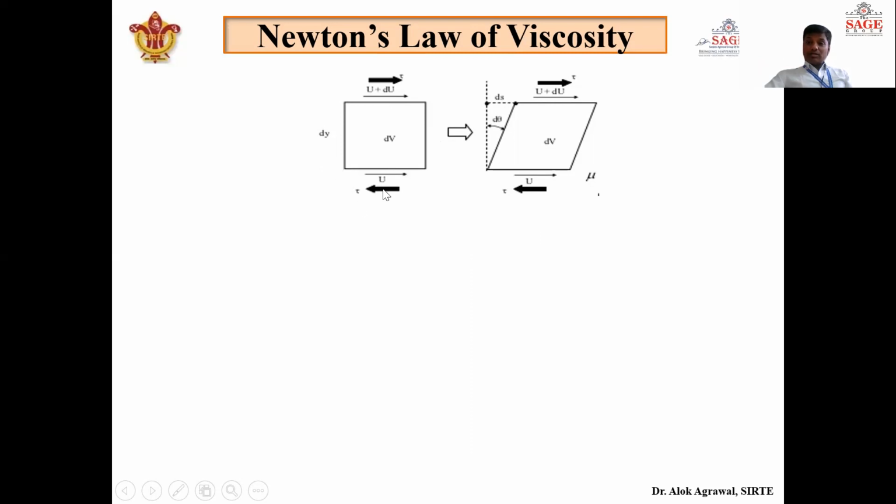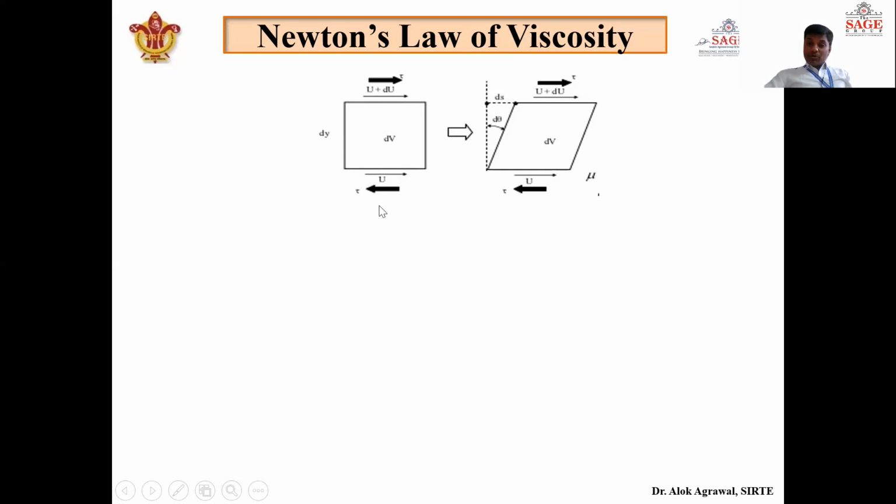The velocity of the lower layer is low because it is feeling the presence of the wall more as compared to the upper layer. So the velocity of the lower layer is u and the velocity of the upper layer is u plus du, where du is a very small quantity. The distance between the two layers is dy, which is also very small. Now see what will happen to this element after a very small interval of time dt. The upper layer is moving with a velocity du higher than the velocity of the lower layer.